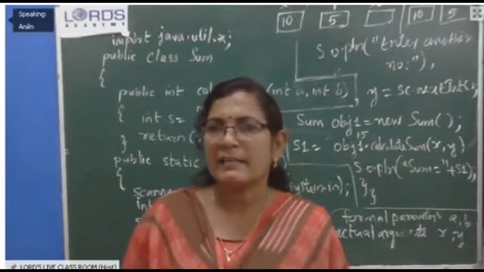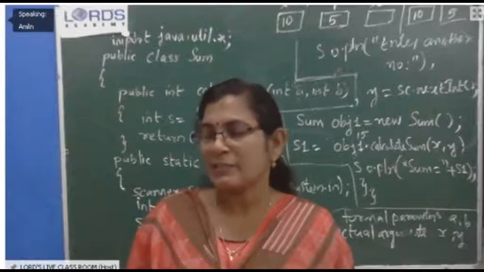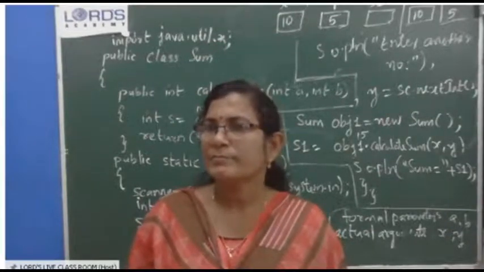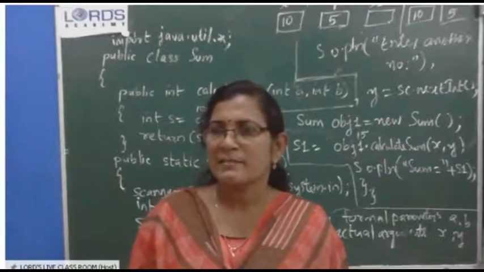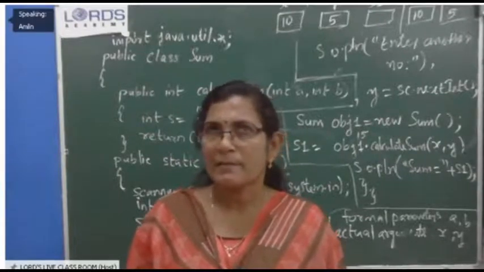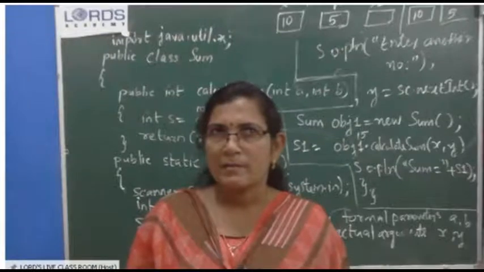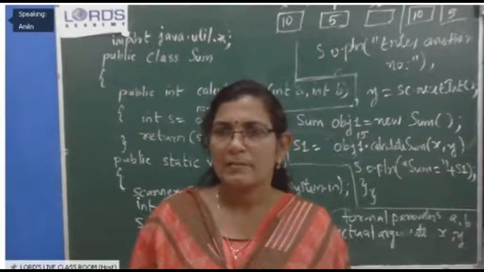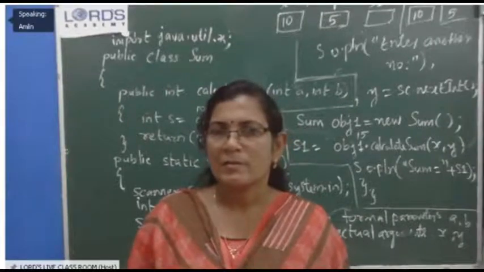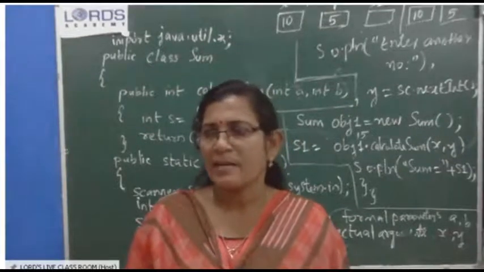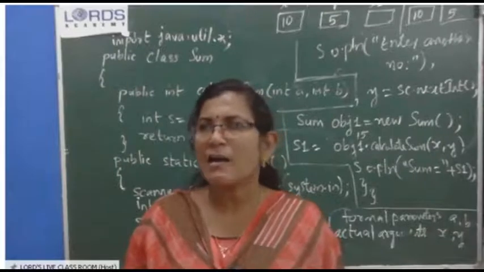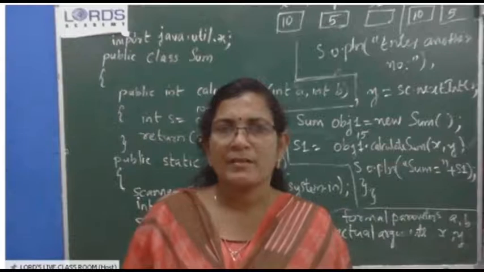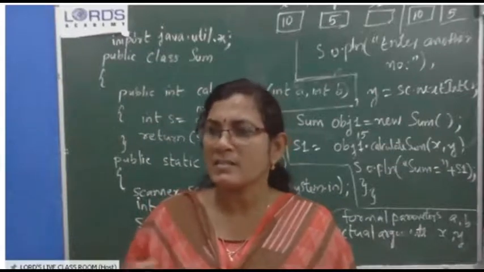So is it clear for you what is the difference between actual parameters and formal parameters? What is it? Tell me. Actual parameters are the variables used at the method calling, the function call. Variables used at the function call are known as actual parameters. They contain the real value to be processed.